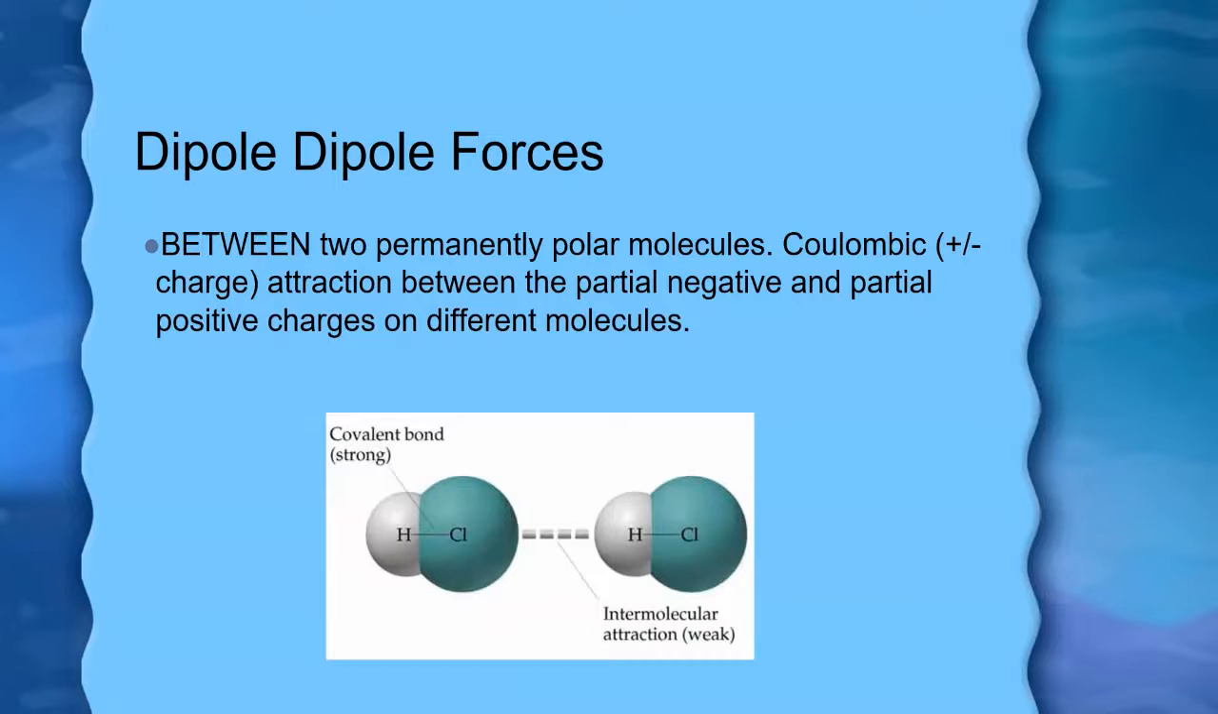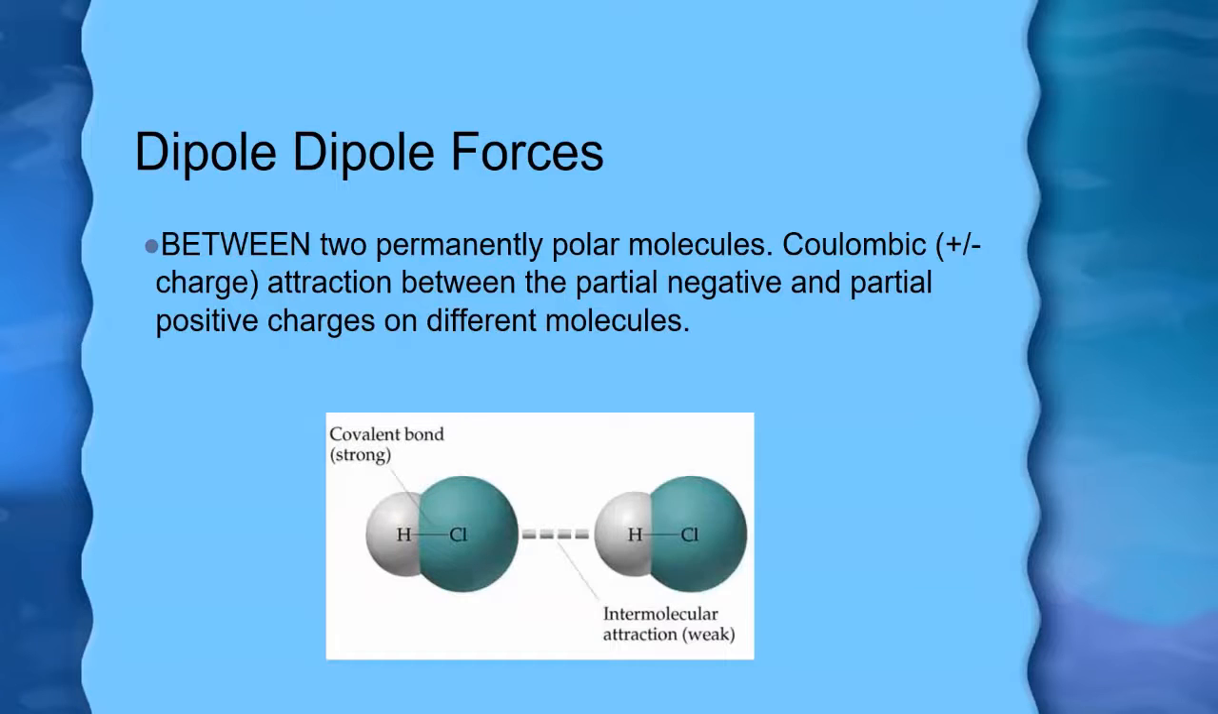So as I mentioned, dipole-dipole forces. These are between two permanently polar molecules, something like HCl. HCl is a polar molecule. There's a lot more electron density around the more electronegative chlorine with its 3 lone pairs that just belong to it. And so there is a plus-minus charge attraction between the partial negative on the chlorine and the partial positive on a different H.